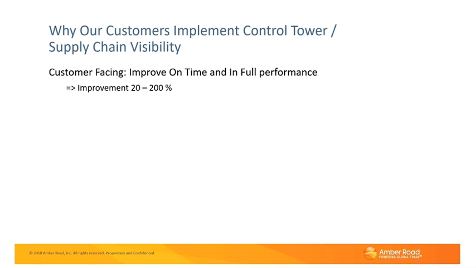Customer is the first. And it's really the working on the area of improving on time and in full performance of the delivery. We see the biggest gains here, and most of the customers really go into the control tower initiatives because of this. And the way we realize it is basically through real-time updates and through a dynamic ETA.